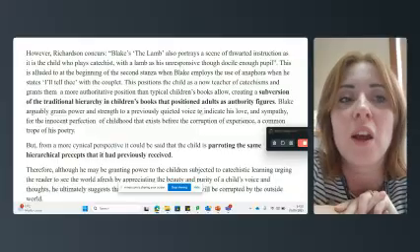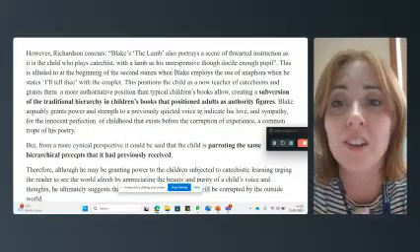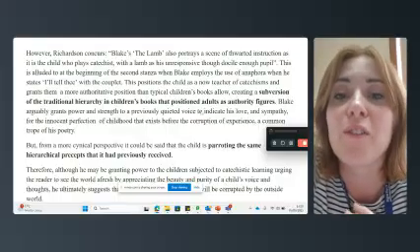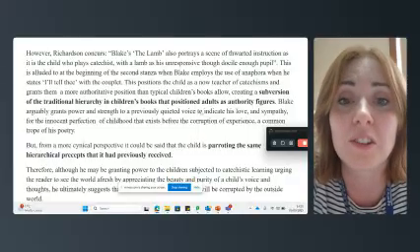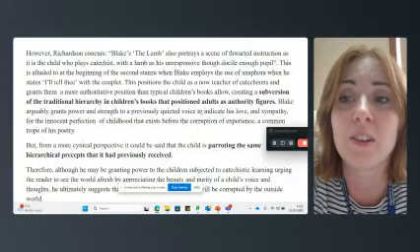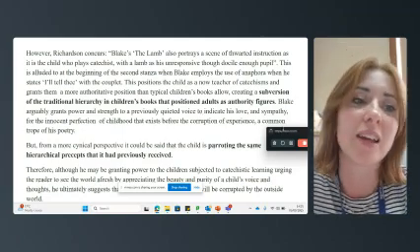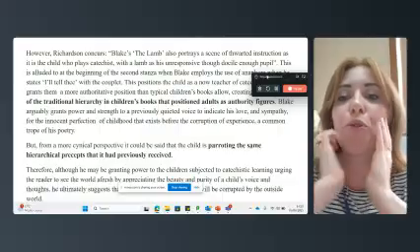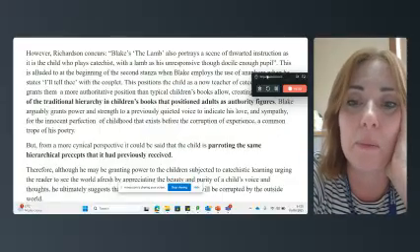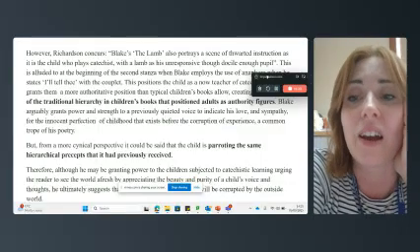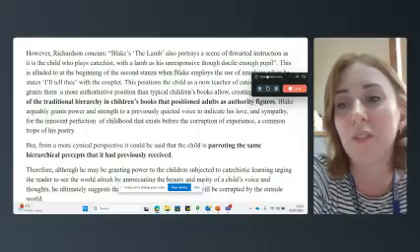a subversion of the traditional hierarchy in children's books that positioned adults as authority figures. Blake arguably grants power and strength to a previously quieted voice to indicate his love and sympathy for the innocent perfection of childhood that exists before the corruption of experience, a common trope within his poetry. But, and this is how we're kind of building it and making it a bit more complicated, from a more cynical perspective, it could be said that the child is parroting the same hierarchical precepts that it had previously received. Therefore, and we always want to do this at the end of our paragraphs for Blake before we move on, we've got to sort of bring it all together.